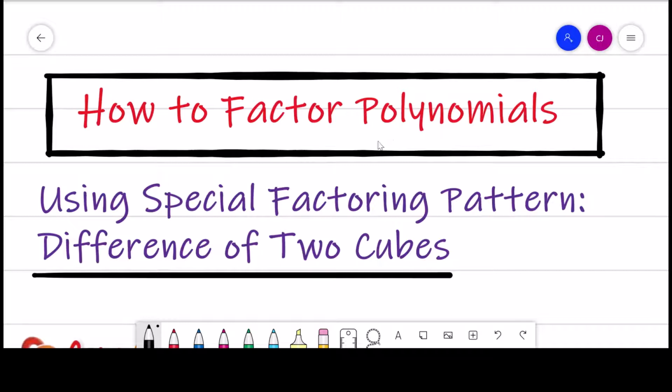What's going on, guys? In this video tutorial, I will be showing you how to factor polynomials, and we're going to be looking at a specific special factoring pattern, which is called the difference of two cubes. So let's go ahead and jump right to it.